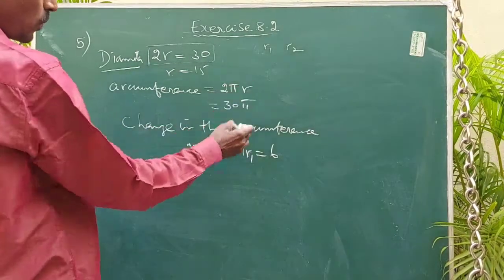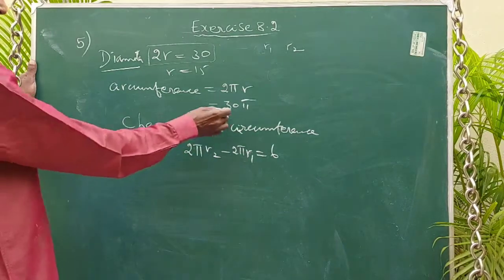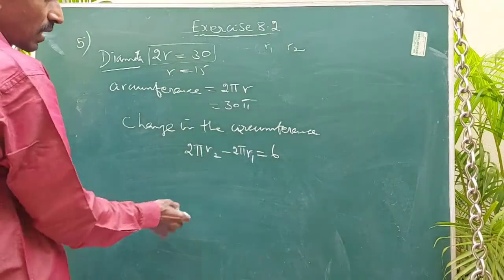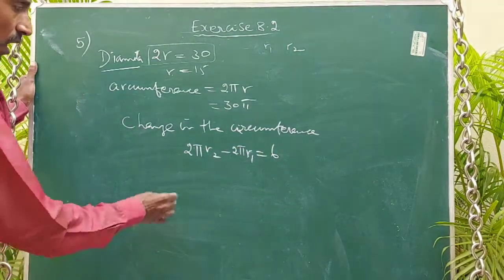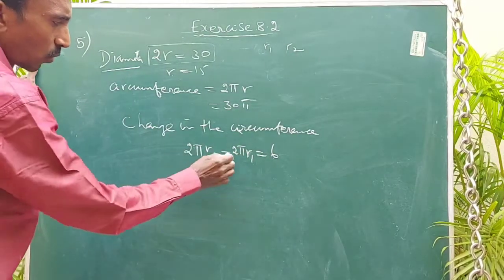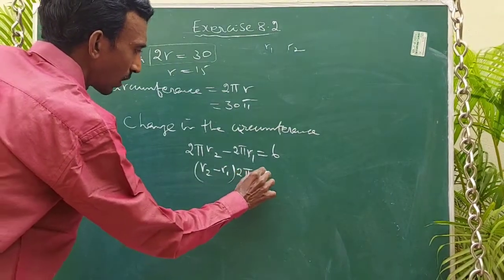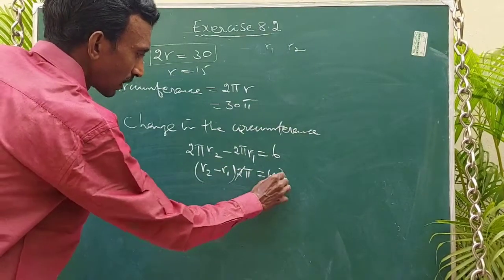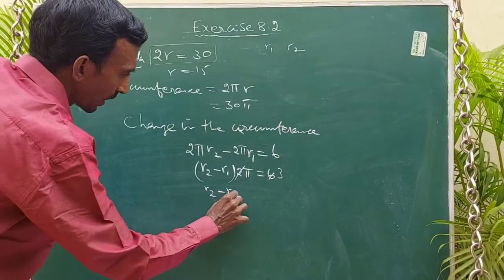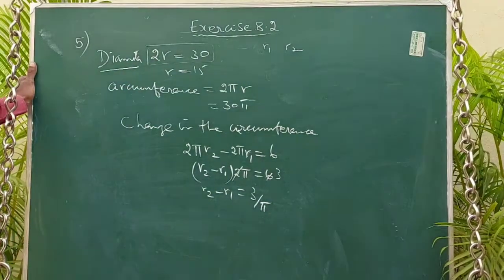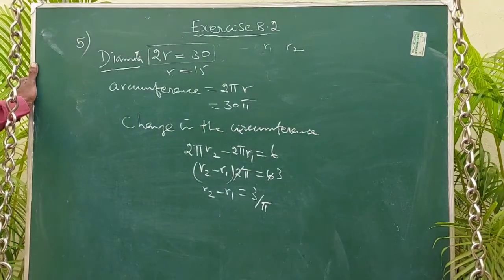So circumference 2 pi r, it is 30 pi, keep this one. So change in the circumference is given as 6. We can take 2 pi in common. So r2 minus r1 into 2 pi equal to 6. So cancel 3 times. So r2 minus r1 equal to 3 by pi. So change in the radius is 3 by pi.